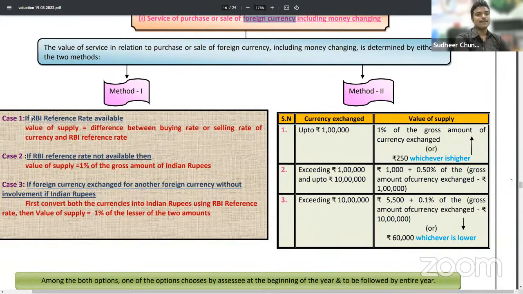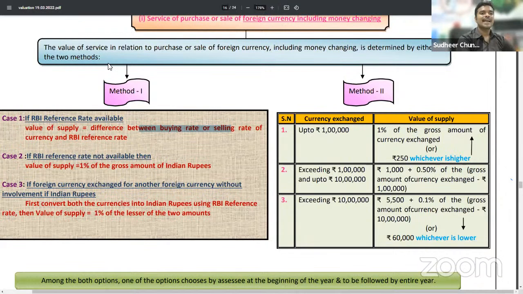Method 1: if the RBI reference rate is available, the difference between the buying rate and selling rate. Very simple. Sir, the RBI rate is 70 rupees per dollar, but this exchange dealer has sold for 75 rupees. So 75 rupees minus 70 rupees, that 5 rupees will be regarded as the commission. That 5 rupees is the value of the supply. On that 5 rupees, 18% GST will be levied.